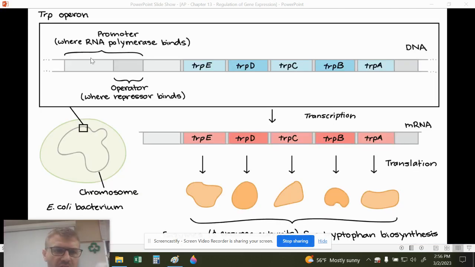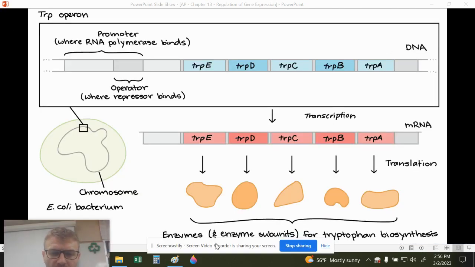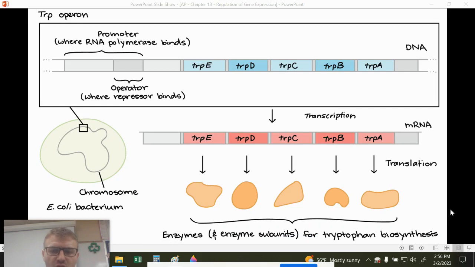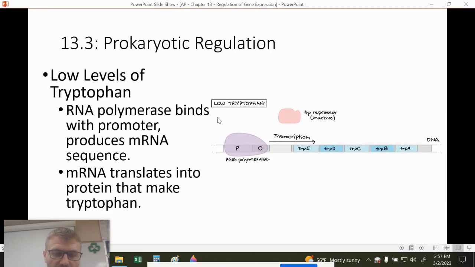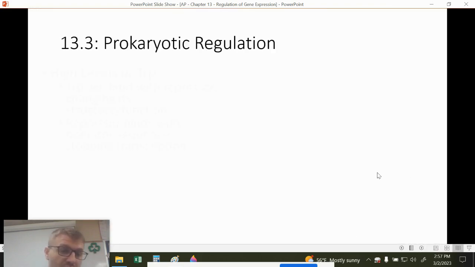Our next operon that we're going to talk about is called the trp operon. Trp operons talk about the amino acid tryptophan. So what happens in these prokaryotic cells is we have a bunch of genes that are going to make a bunch of proteins that are needed for the production of tryptophan. Whenever there are low amounts of tryptophan in these cells, what's going to happen is the RNA polymerase will transcribe these genes, making proteins that make tryptophan. So again, the cell needs tryptophan. There's low amounts. The cell is going to transcribe genes that make the enzymes that make tryptophan.